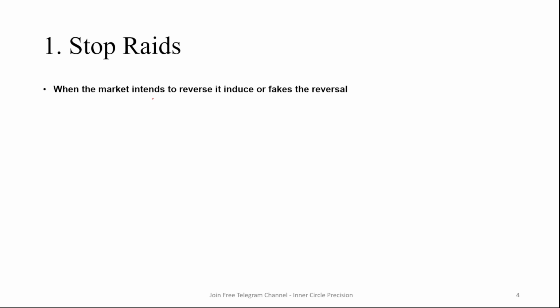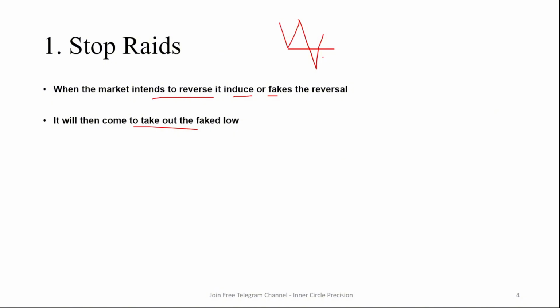When the market intends to reverse, that is, at points of reversal, it tends to induce or fake the reversal by creating a low. It will then take out that fake low, like in this scenario, so that we hunt for stops, or raid stop losses. Usually traders would have put stop losses right here below the low, and those stop losses are the ones that will actually provide us the liquidity. This process is what we refer to as a stop raid.